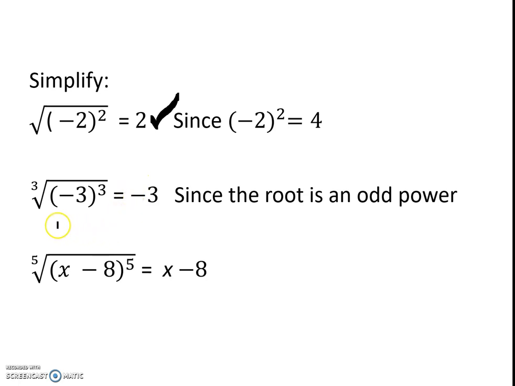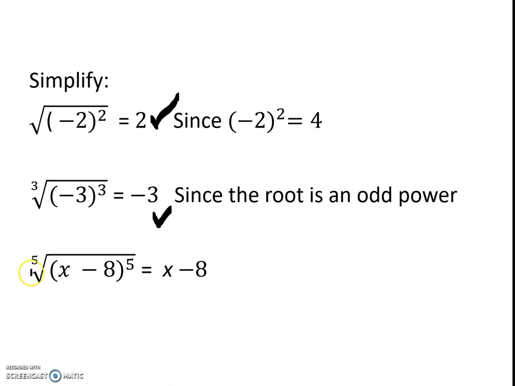Now we have the cube root. Well, again, we have parentheses around this -3 to the 3rd. And if we do that work, we get -27. The cube root of -27 is -3.